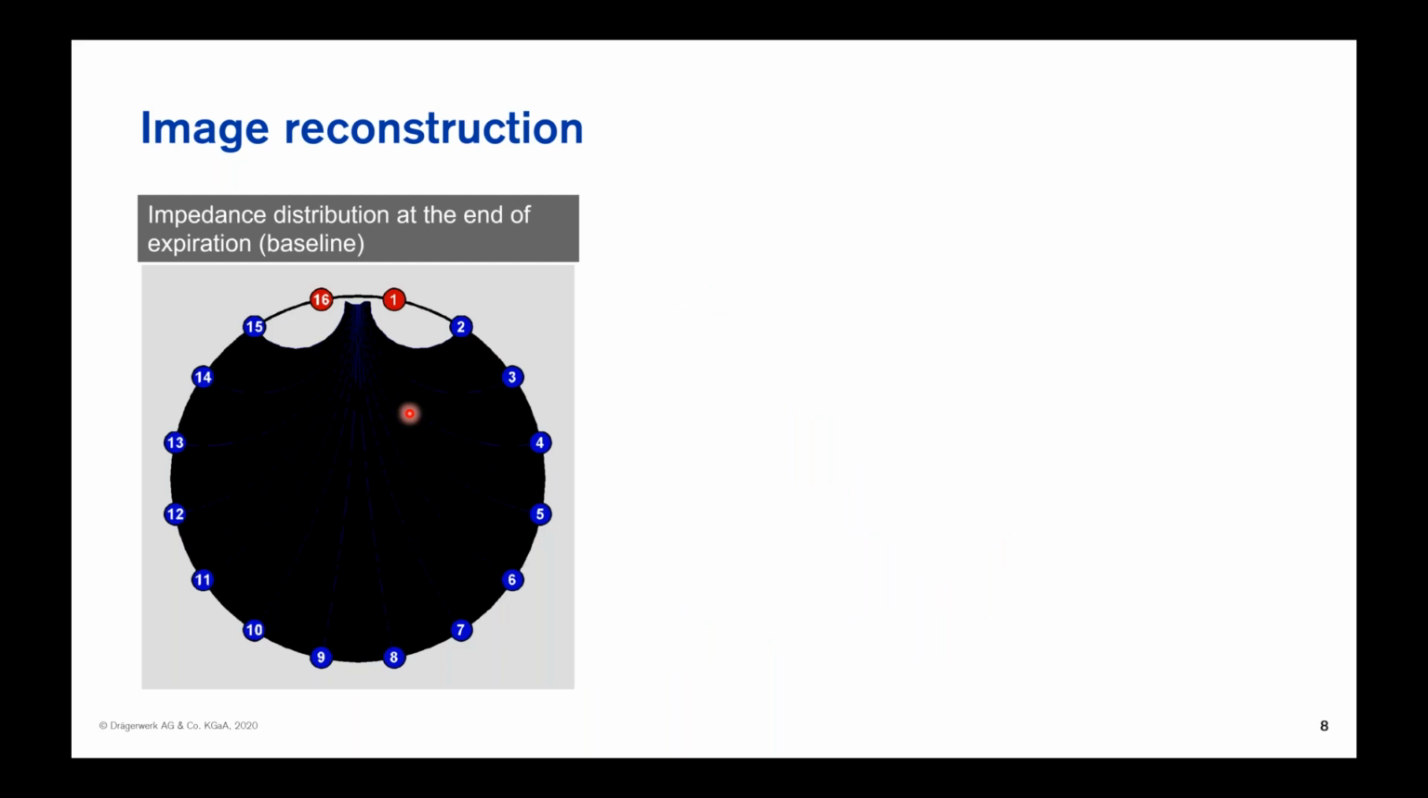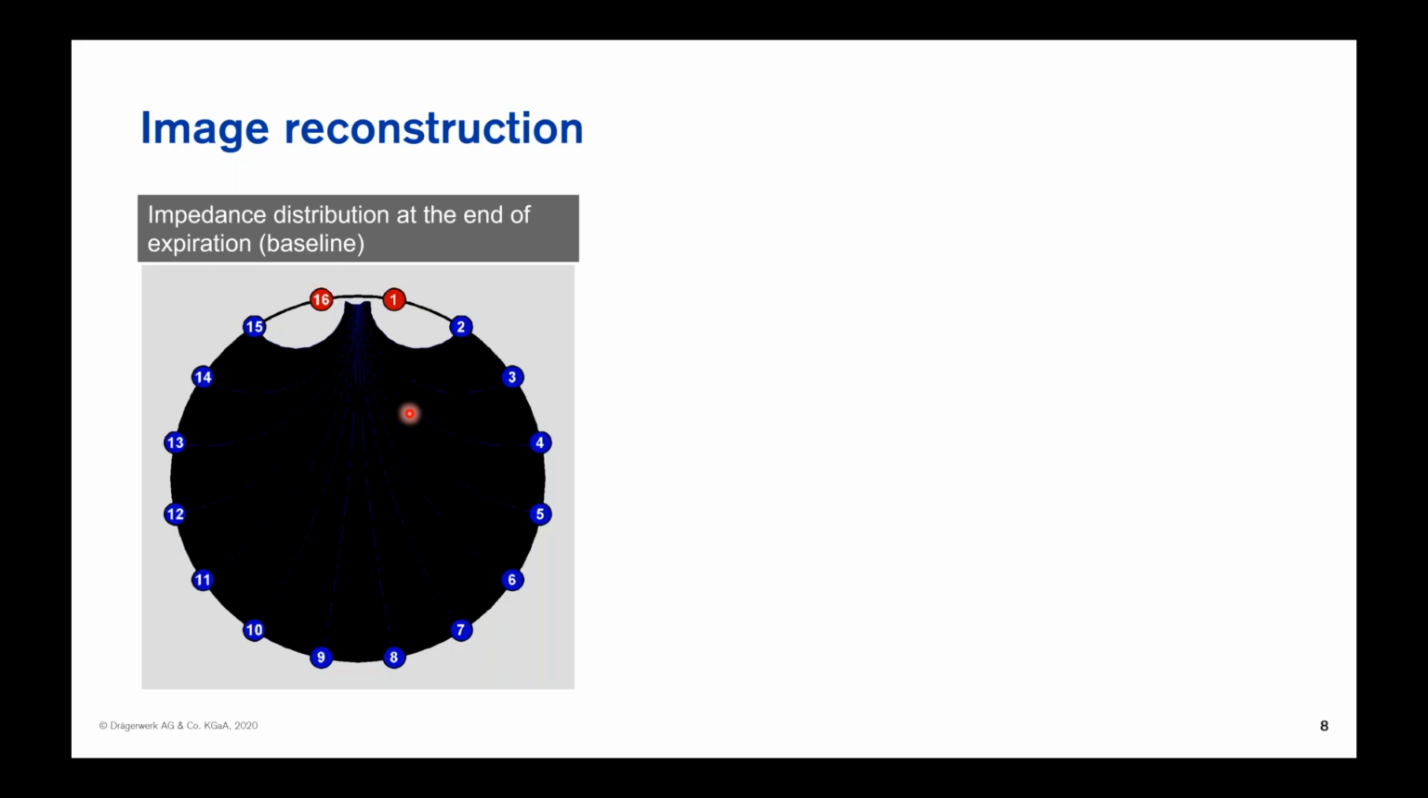Importantly, we are not measuring and assessing the absolute impedance values, but we are looking at relative impedance changes due to the inspiratory phase and also the expiratory phase. So let's say if we have the cross section, we define all pixel values at 0 at the end of expiration. So that is our baseline, as we call it.